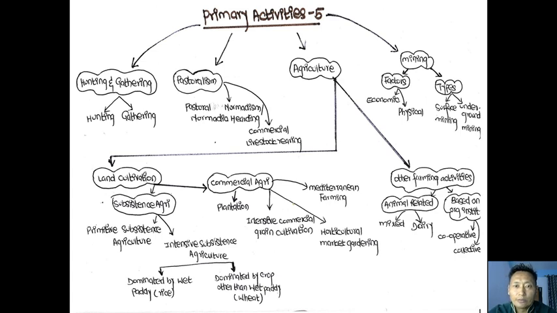This particular diagram is the theme of chapter number 5. These are the topics that we are going to learn in this chapter. Chapter number 5 is quite lengthy, so we are going to discuss each type of primary activity one by one.